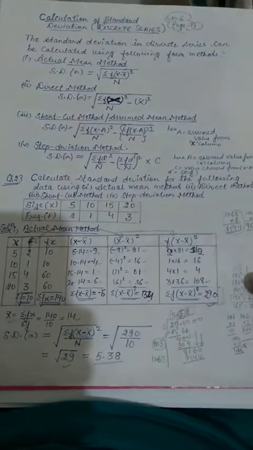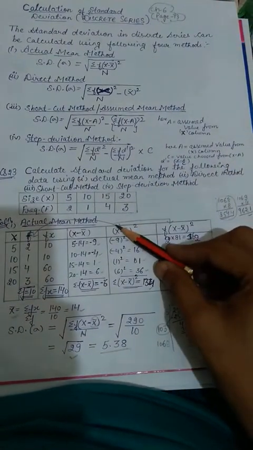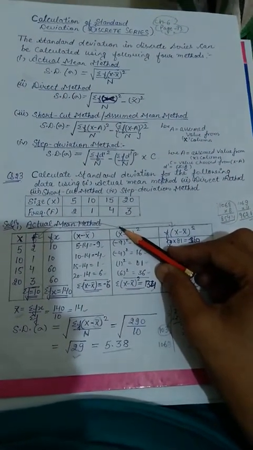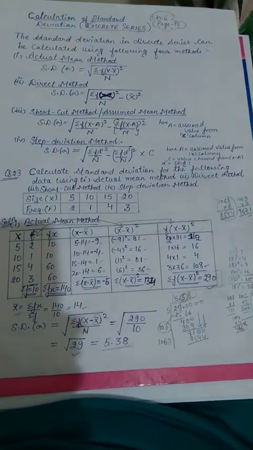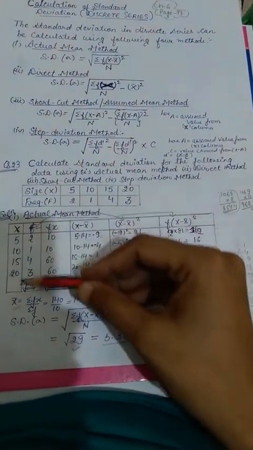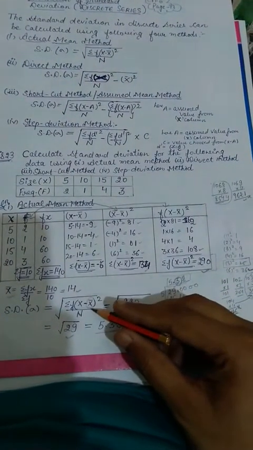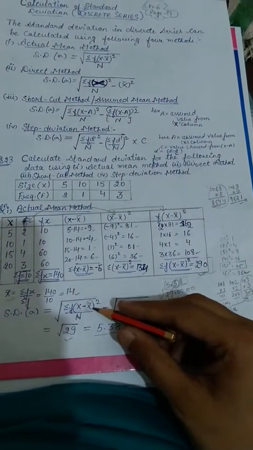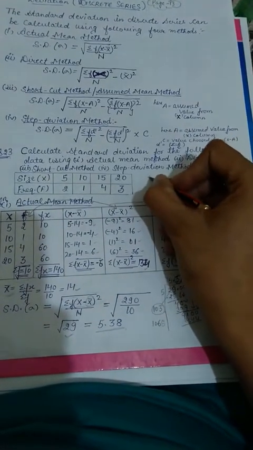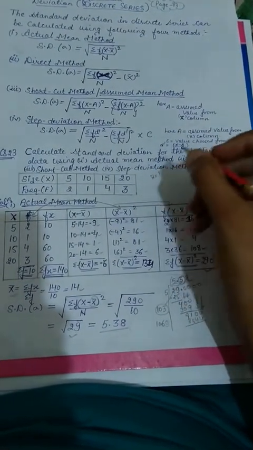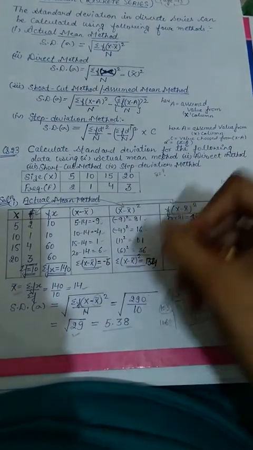Now beta, let's start the explanations. These are the formulas in front of you, so these formulas you have to learn carefully. Now this is your discrete series, and you have to find the standard deviation by the actual mean method. So first of all you have to write x, then you have to write f, because according to the formula, first of all you need the value of x bar.